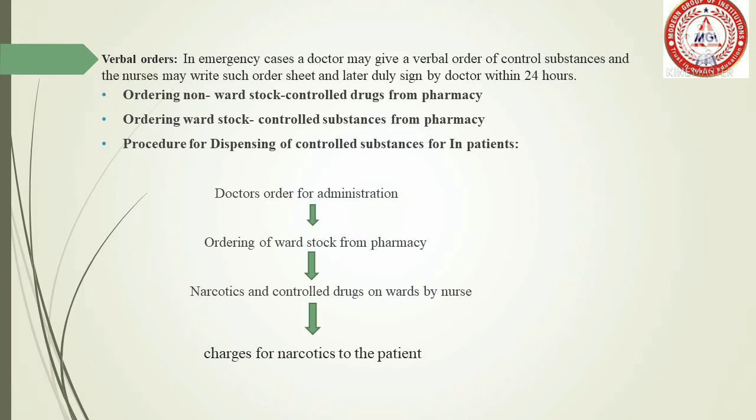Ordering ward stock controlled substances from pharmacy. Ordering of controlled substances from pharmacy must be done on the ward stock form, which is completed by placing a check mark opposite the name and strength. These order forms must be duly signed by the doctor.